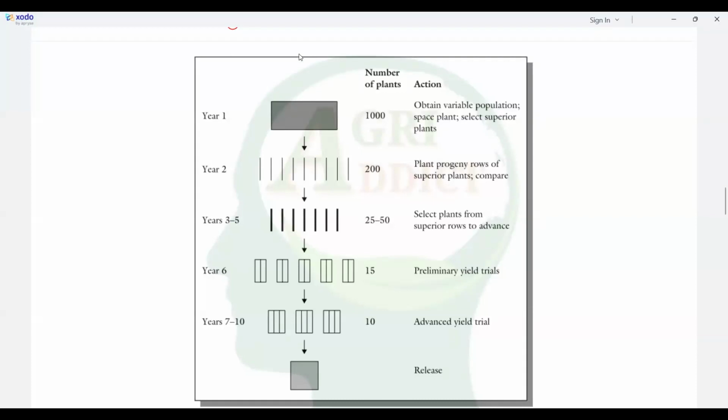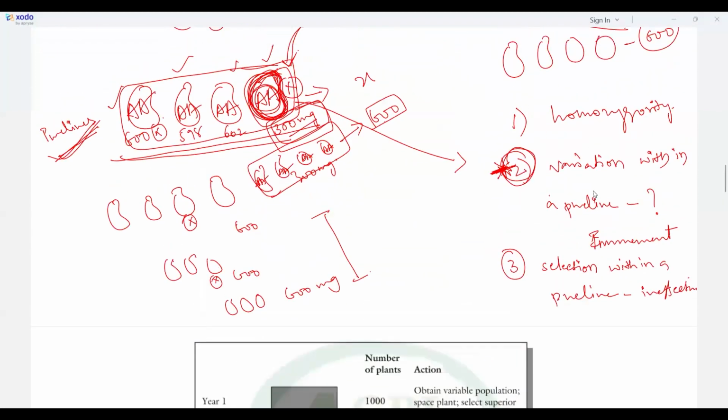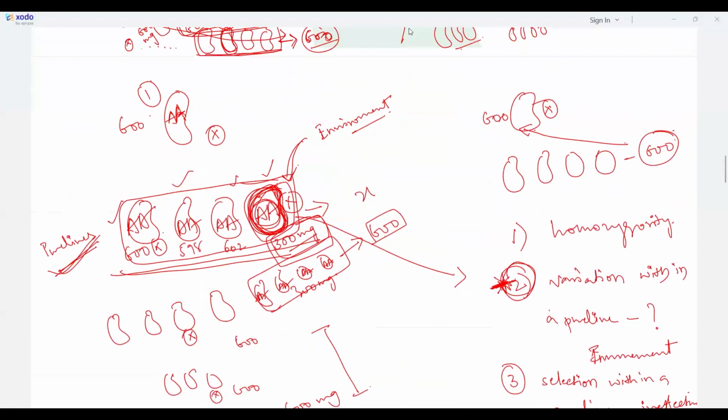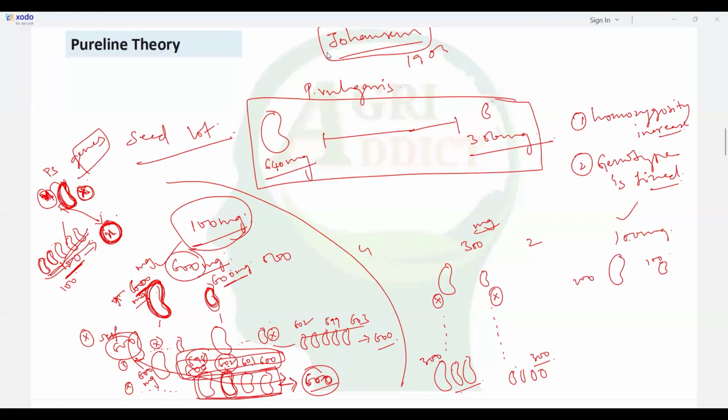The main thing here is that you need to understand the pure line theory, right? If you are okay with pure line theory, then I'll go to the next method of breeding. Or if anyone has any doubt, you can ask now before going into the other concept. Okay, I hope that everyone is clear.